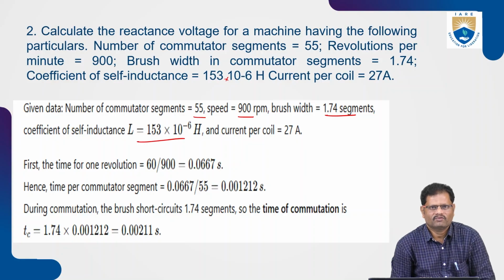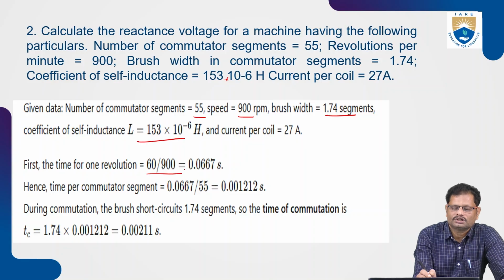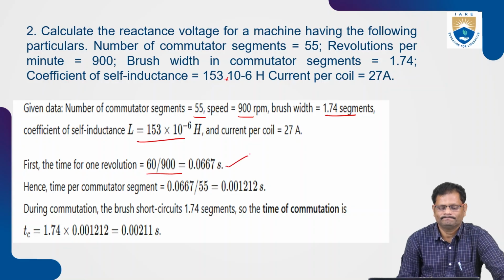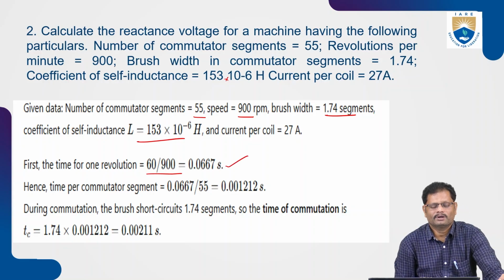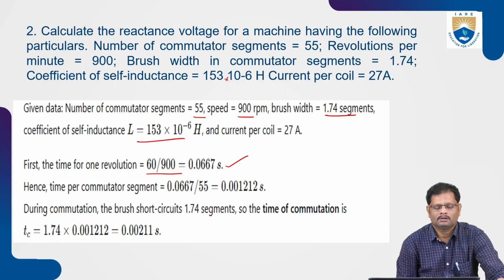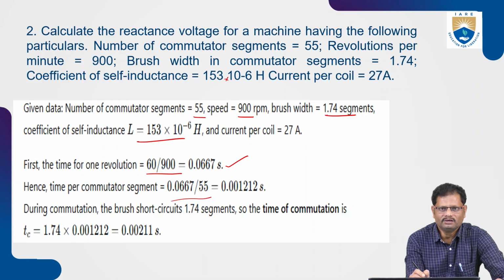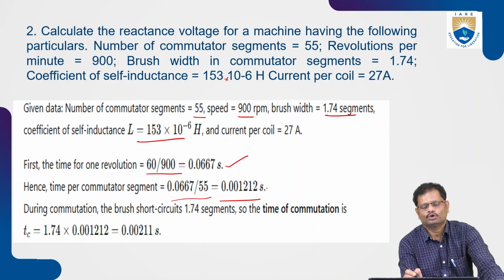First, we will calculate the time for one revolution. So given revolutions per minute are 900. So we can calculate the time for one revolution as 60 by 900. It is 0.0667 seconds. Hence, the time per commutator segment is, we have total commutator segments are 55. So we will divide this 0.0667 seconds by 55, we will get 0.001212 seconds.